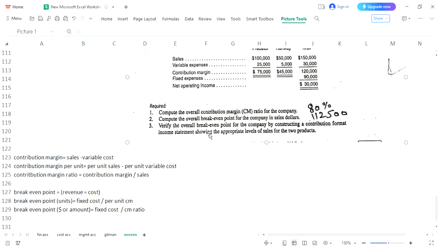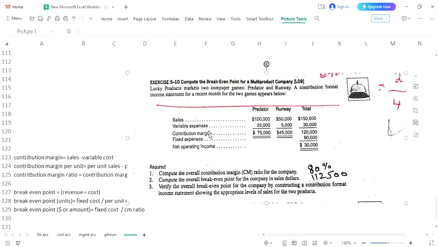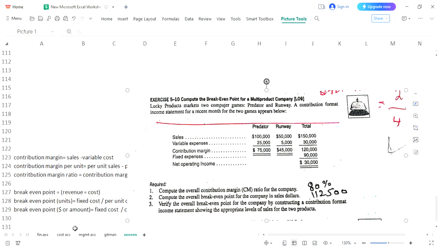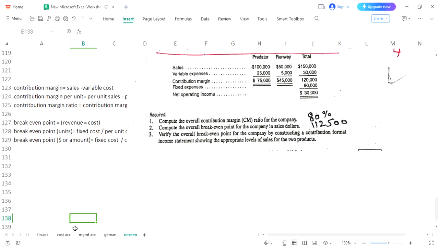Now why have we discussed it again? Perhaps you will feel that we are continuously discussing these points, because these 6-7 points are the backbone of understanding cost profit volume analysis. As you can see, your first requirement is overall contribution margin, and the ratio has been asked to calculate, and you can see contribution margin ratio we have already discussed over here. So let's find out our requirement.